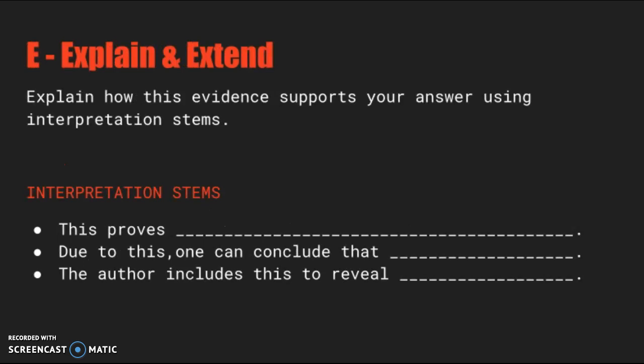The last step of RACE is to explain and extend. This is where you explain how your evidence supports your answers using interpretation stems. So some examples of interpretation stems is where you would say, this proves blank, and then you'd offer your explanation and your analysis of how that text evidence helps you answer the question. Another one is, due to this, one can conclude that, insert your explanation and extension, or the author includes this to reveal blank.